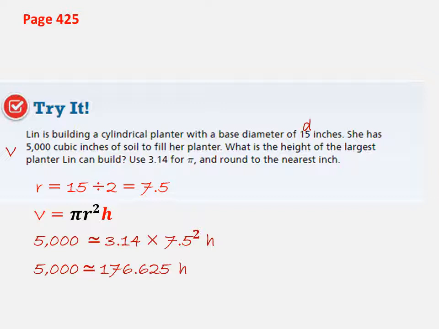Of course, to find the value of h, we must divide by this number. We must divide by 176.625. So divide 5,000 divided by 176.625. Simplify. The answer is about 28 inches. So the height is about 28 inches. Are you happy with this? Yes? Okay.